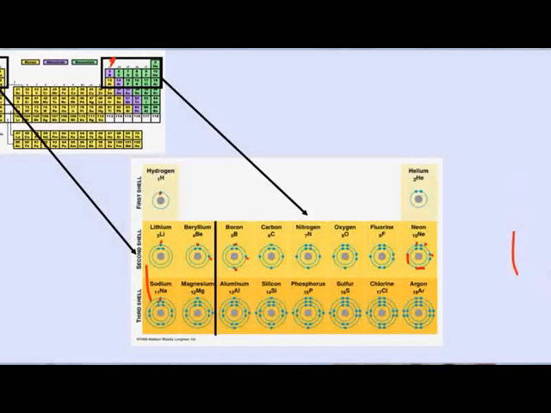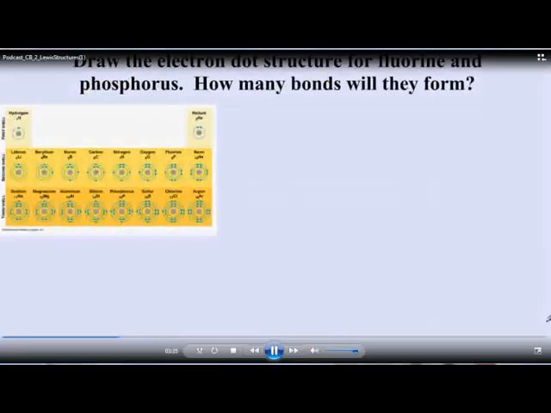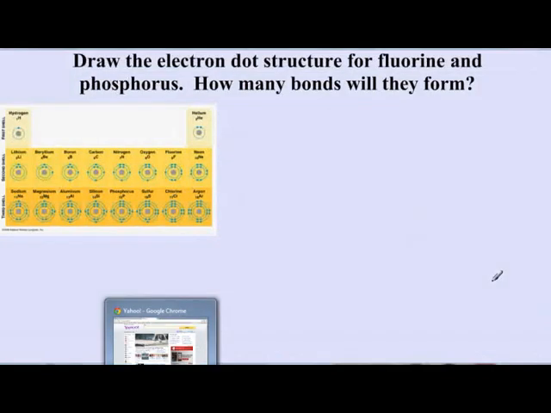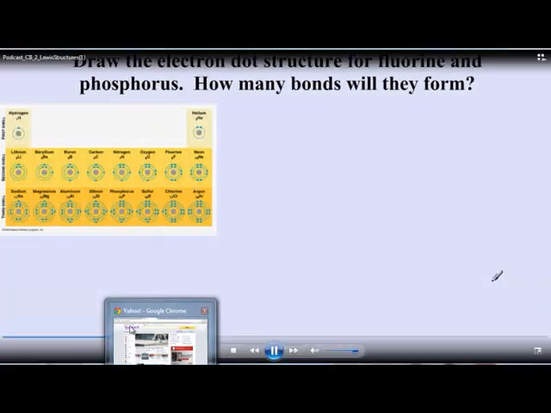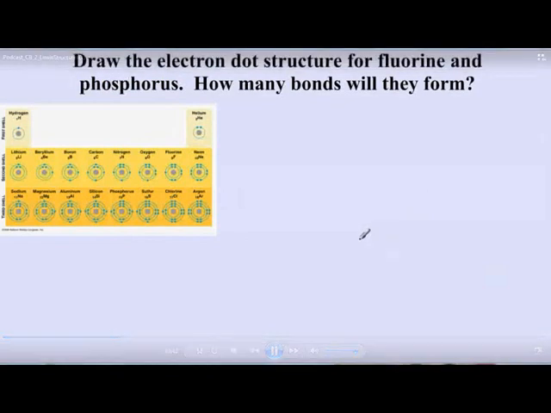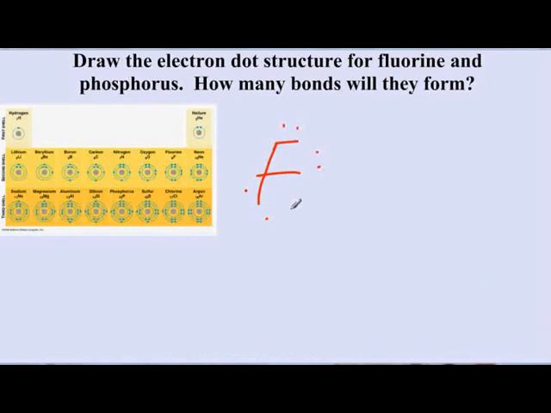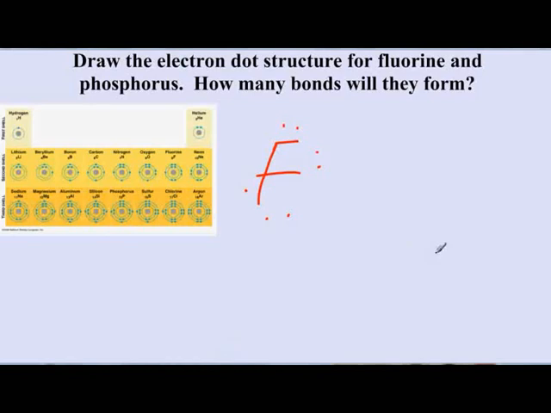Okay, let's go ahead. So let's draw the electron dot structure for fluorine. Remember, electron dot structures show just the number of valence electrons. Fluorine is right here, so it's got 1, 2, 3, 4, 5, 6, 7 valence electrons. We're going to draw it just like that. 1. Remember the school bus rule? Take single seats until they need to double up. That's 4, 5, 6, 7. That's the electron dot structure for fluorine.